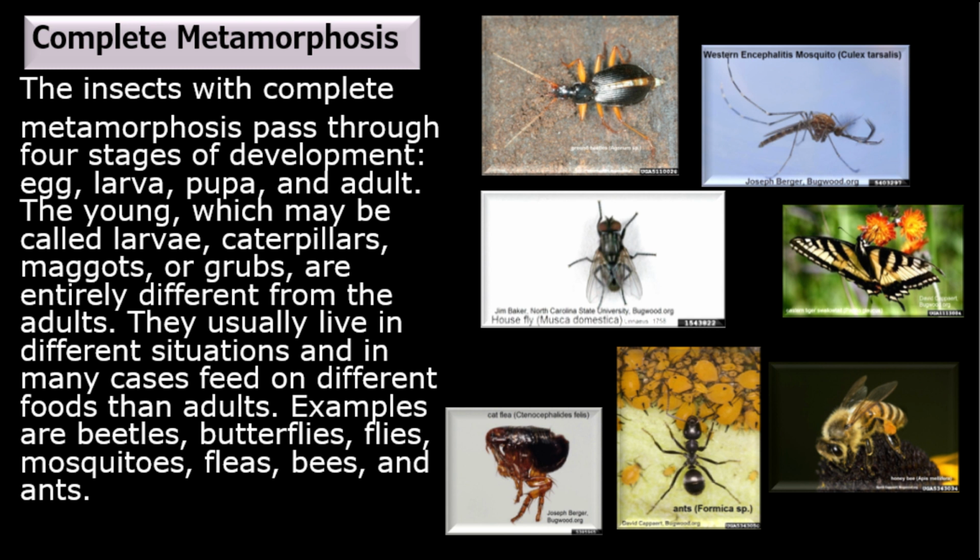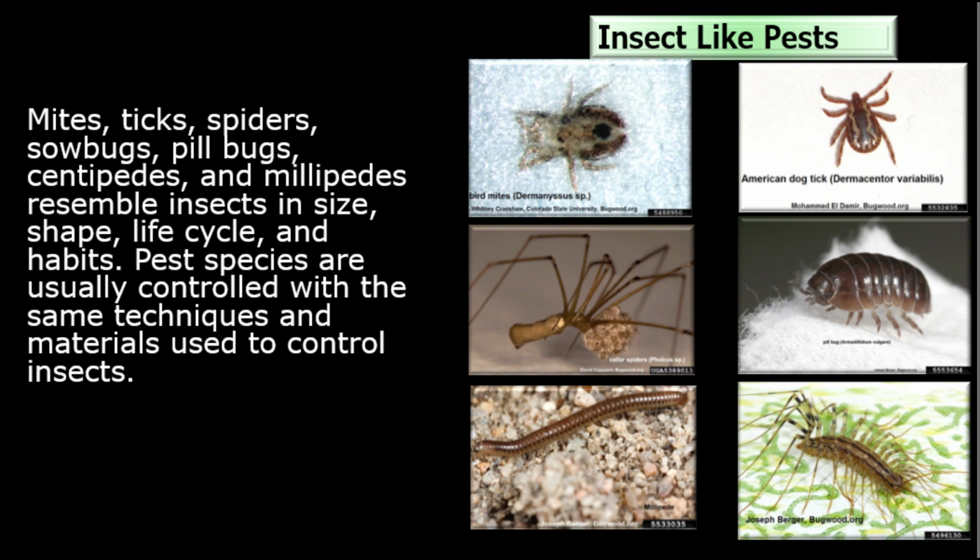The insects with complete metamorphosis pass through 4 stages of development: egg, larva, pupa, and adult. The young, which may be called larvae, caterpillars, maggots, or grubs, are entirely different from the adults. They usually live in different situations and in many cases feed on different foods than adults. Examples of this are going to be beetles, butterflies, flies, mosquitoes, fleas, bees, and ants.